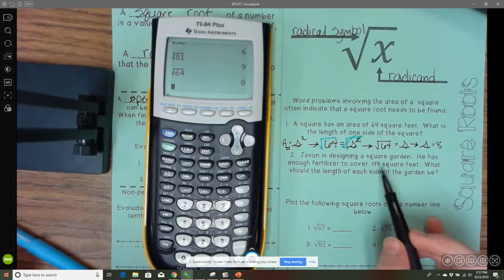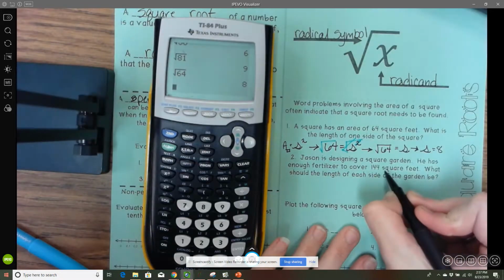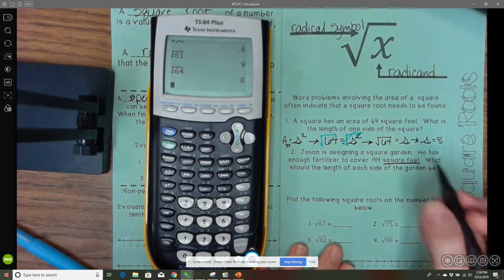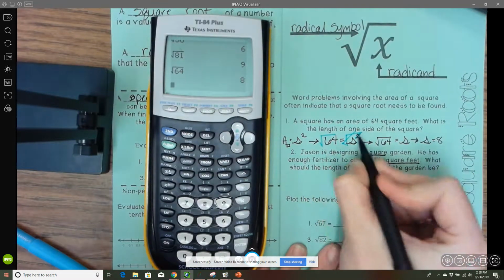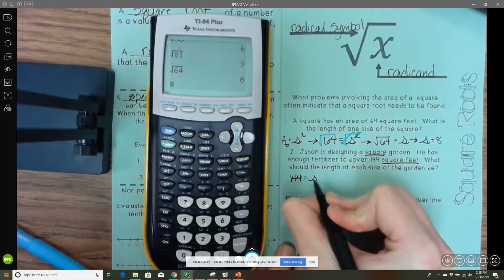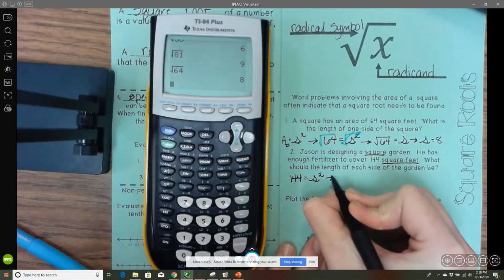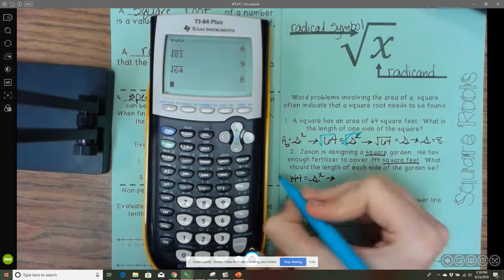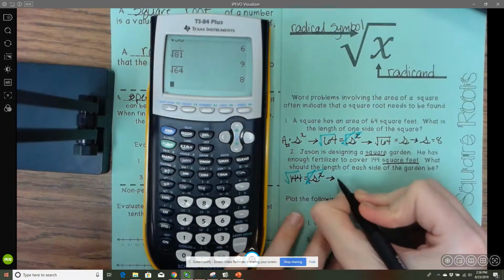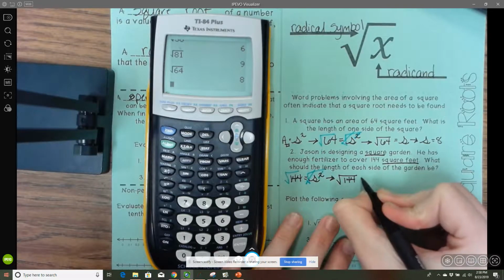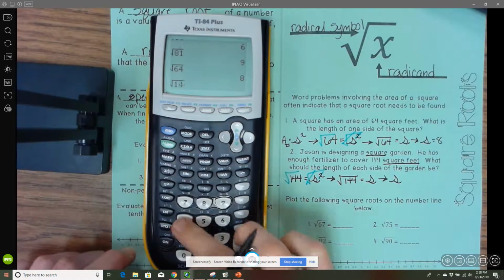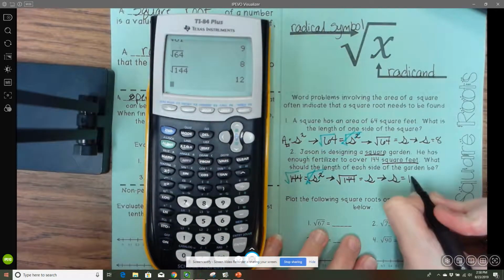The next one says Jason is designing a square garden. He has enough fertilizer to cover 144 square feet. Again, this is indicating the area. What should be the length of each side of the garden? We know it's a square, so we can use this same formula. The area equals the side squared, so we can square root both sides. Remember, these two things cancel each other. So we're left with the square root of 144 equals the length of the side. If we do the square root of 144, we get 12 again.